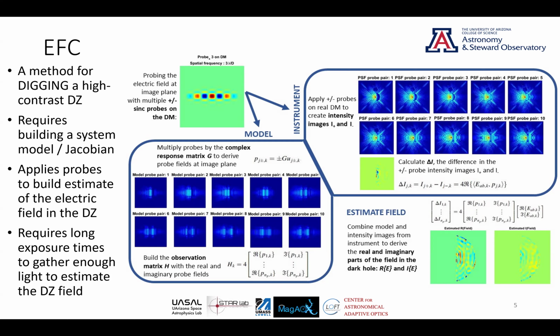But what you'll see on the top left is a terrible picture of an applied mode on a deformable mirror, and below it are the probes, the fields of the probes you would be applying using that DM. And then over on the far right, which you can see even less of, are images of those probes as they probe through the dark hole.